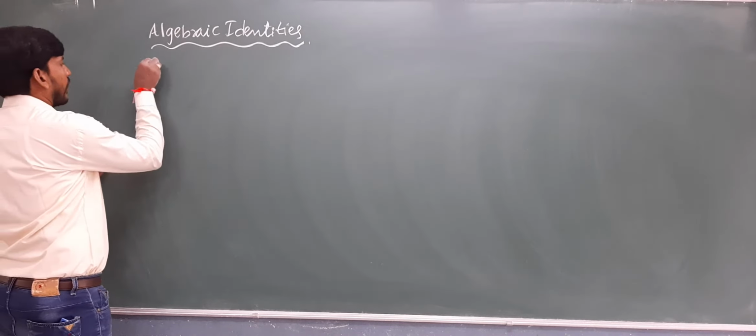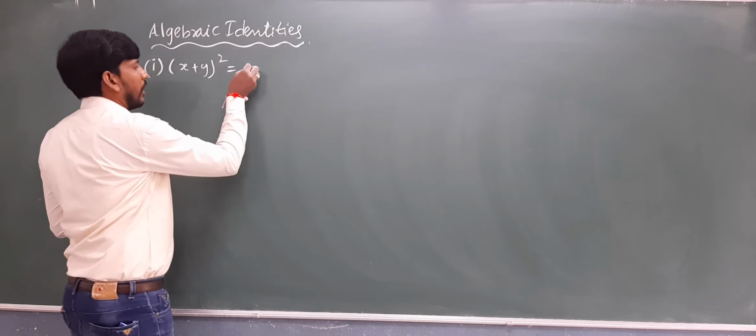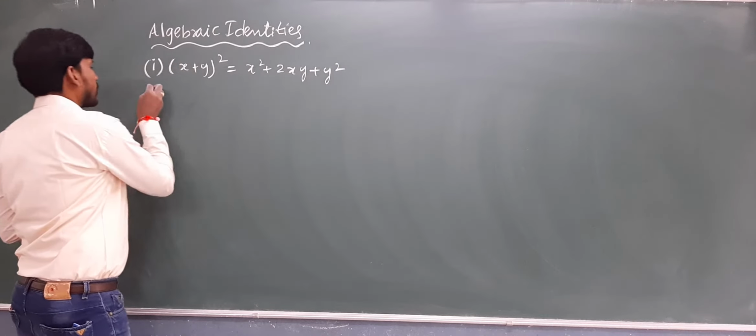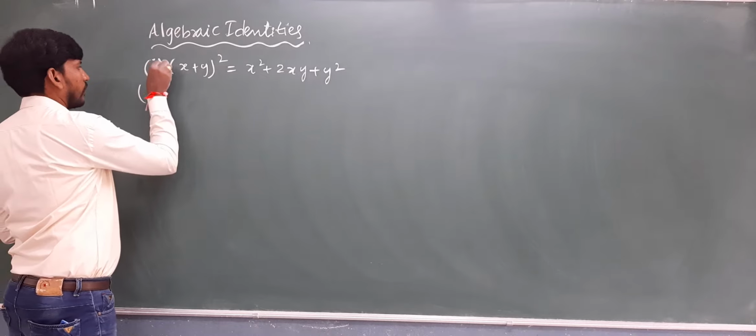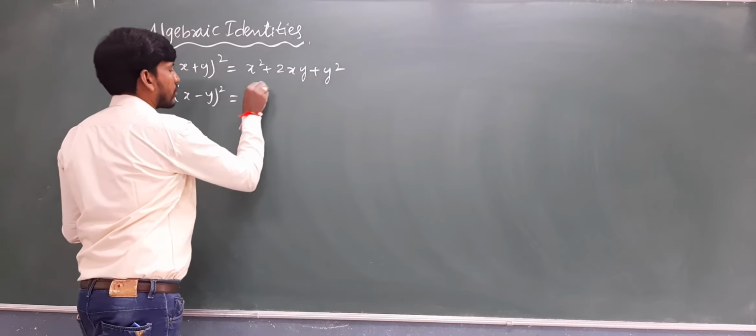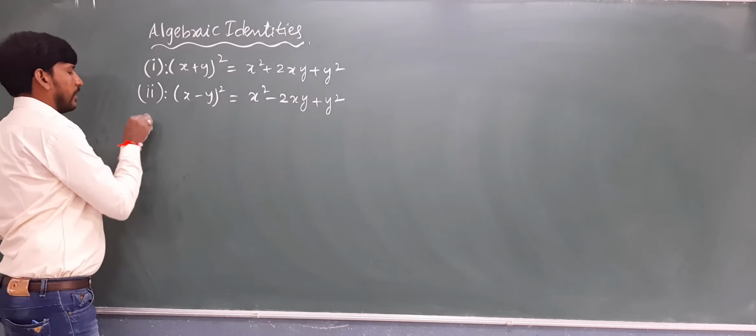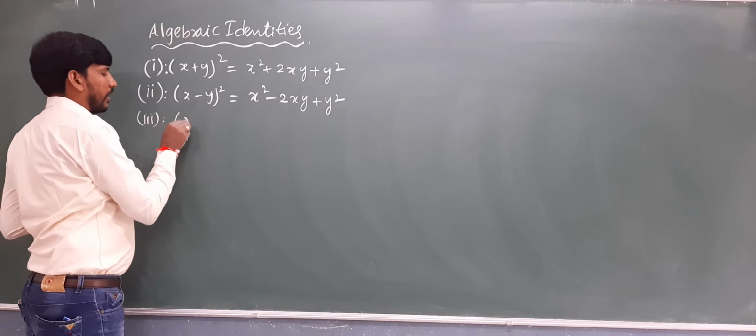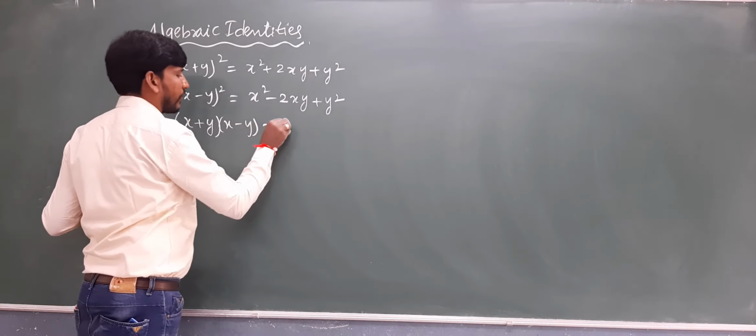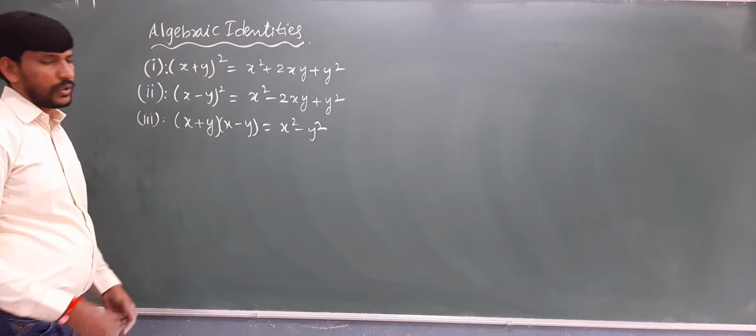What are the algebraic identities? The first one is x plus y whole square. What is x plus y whole square? x square plus 2xy plus y square. The next one is x minus y whole square, that is x square minus 2xy plus y square. The third one is x plus y into x minus y, that is x square minus y square, or x square minus y square is equal to x plus y into x minus y. Okay, you can write that.